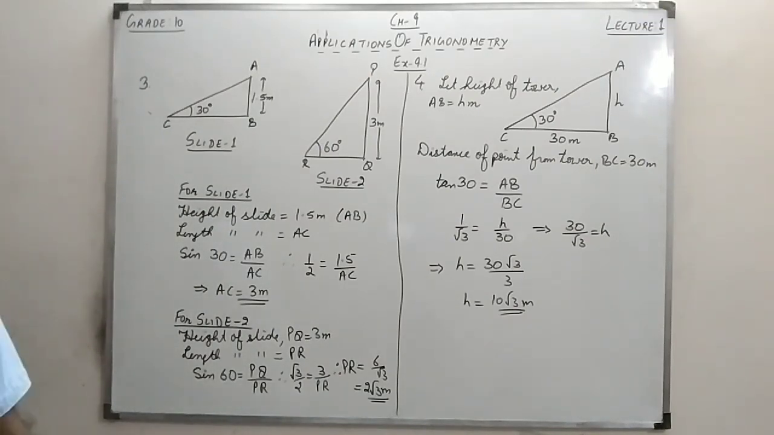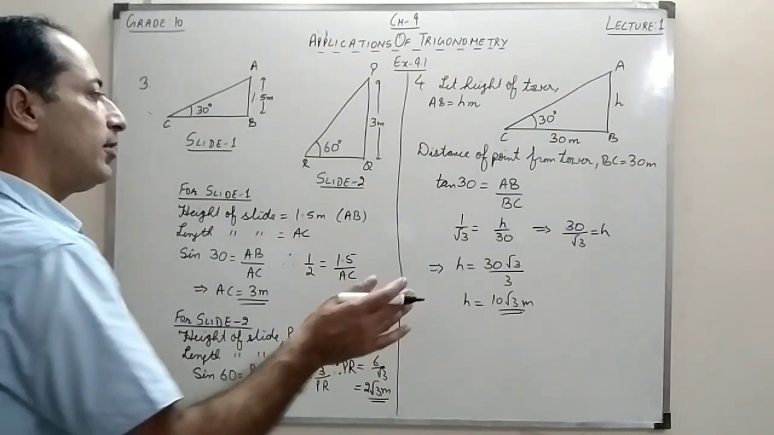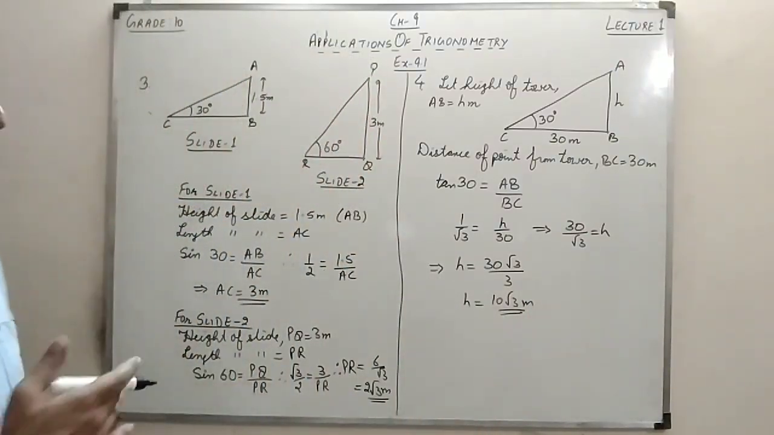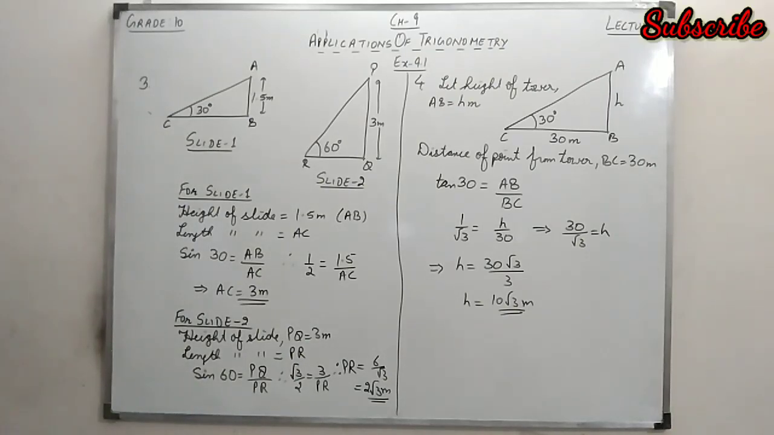Now if the value of root 3 is given, the value of root 3 up to 3 places of decimal is 1.732. So if the value of root 3 is given in the question, then you can substitute the value of root 3 and then you can multiply and find the complete answer for that. Now let's go to the next question.